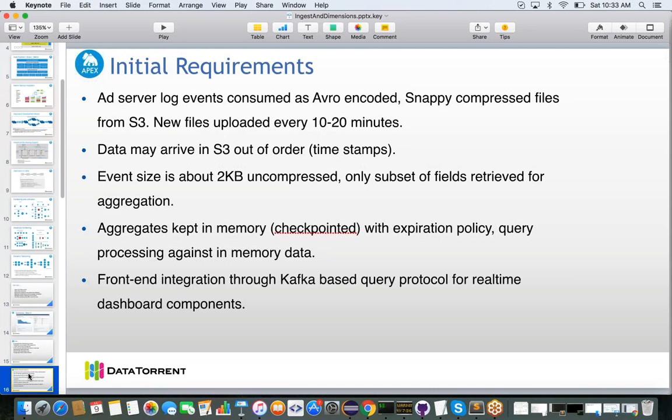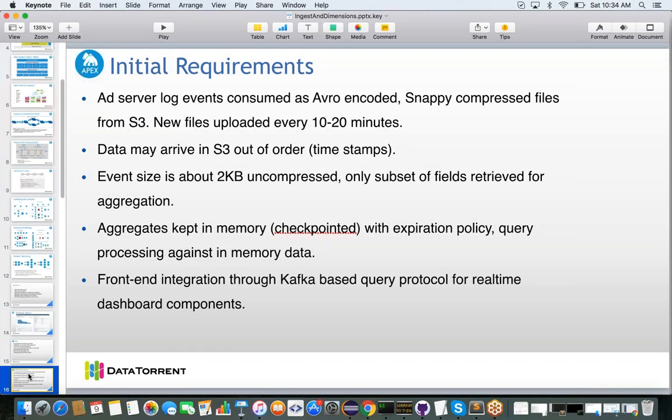I'm going to continue. The initial set of requirements, so this project was staggered in phases, and the use case evolved as we went along. The initial set of requirements were more centered around consuming ad server logs from files. Essentially, the files would be written in batches, and you would consume data from files. The files were uploaded to S3 every 10 to 20 minutes, and there was a chance that data could arrive out of order in S3. For example, data for 10:30 could arrive after data for 10:35.